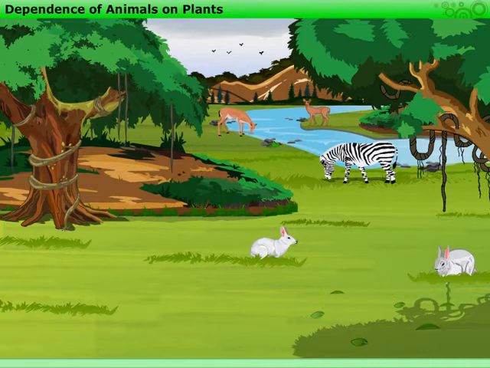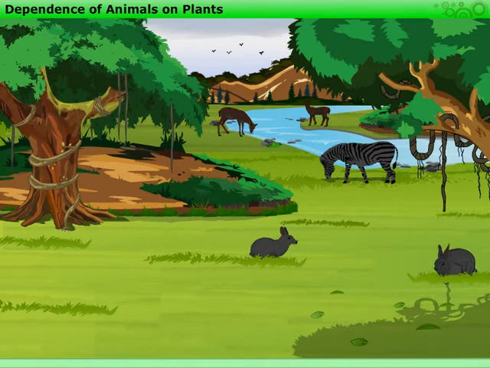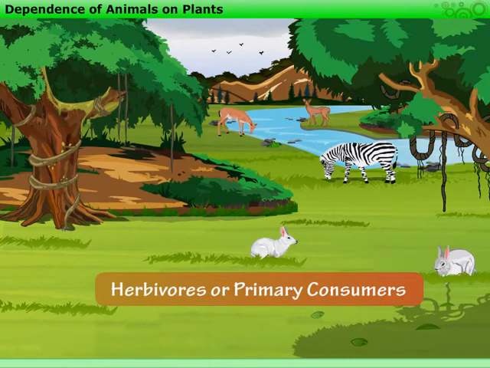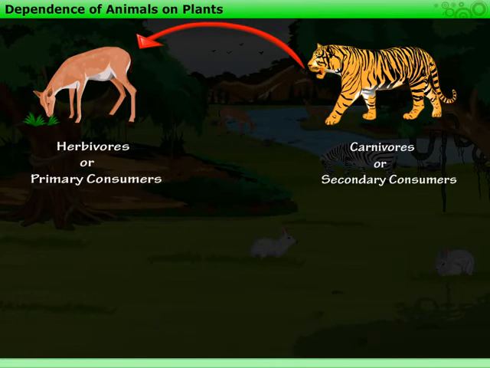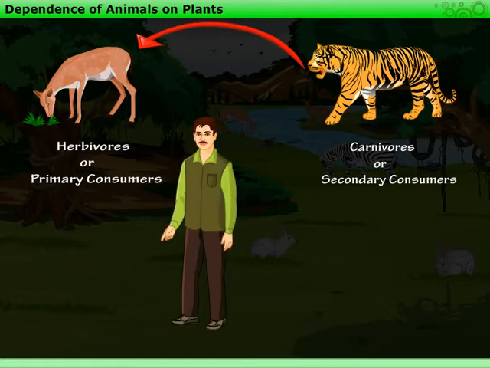Some animals like rabbits, zebras, deers, etc. eat only plants. These animals are called herbivores or primary consumers. Whereas the animals which depend on other animals for their food are called carnivores. These are secondary consumers as they feed on herbivores, that is, primary consumers, while animals which eat both plants and animals are called omnivores. For example, humans, bears, etc.